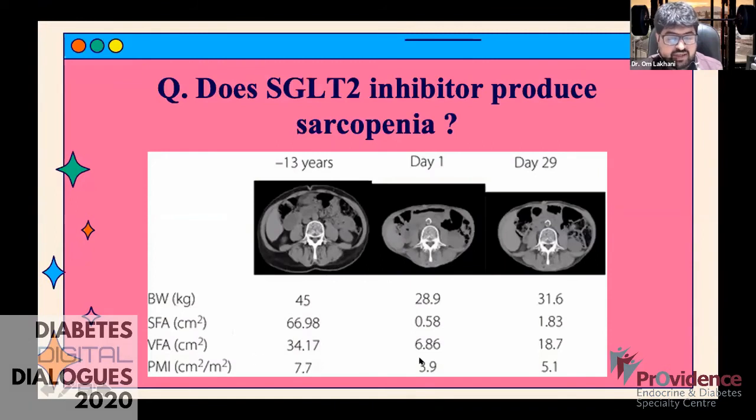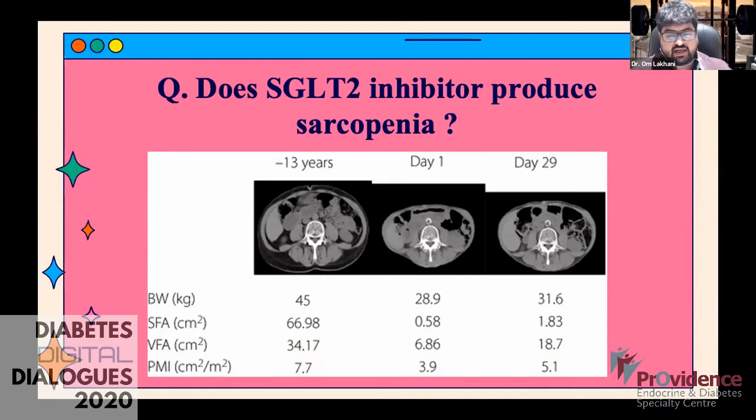The visceral fat significantly reduced in a few days. And you can see the muscle mass. I think this is day one of evaluation, actually, not day one of the treatment. The patient was on treatment for a while. And with the sarcopenia, there was also a reduction in the muscle mass. So SGLT2 does lead to reduction in muscle mass. However, it also leads to reduction in the subcutaneous and visceral fat.